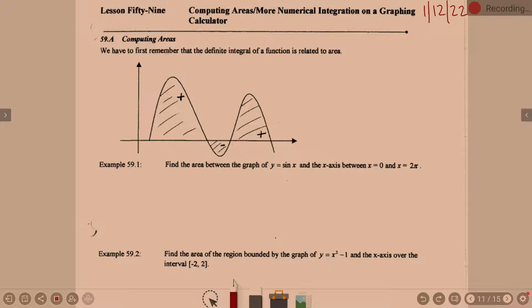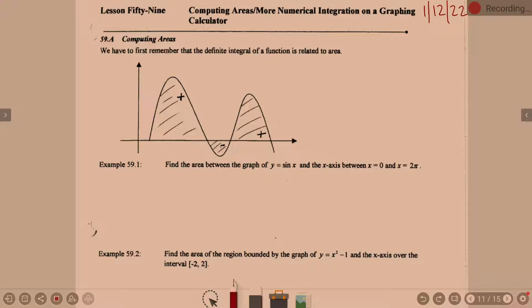We have to first remember that the definite integral of a function is related to area. And you see this curve happening here, right? These shaded areas, if you're given the equation of this curve and asked to find the integral, it's going to find this area right here above the x-axis. It's going to find this area below the x-axis. And it's going to find this area above the x-axis. Okay? Now, when we were doing this previously, area under a curve, our graphs have not been this fancy.